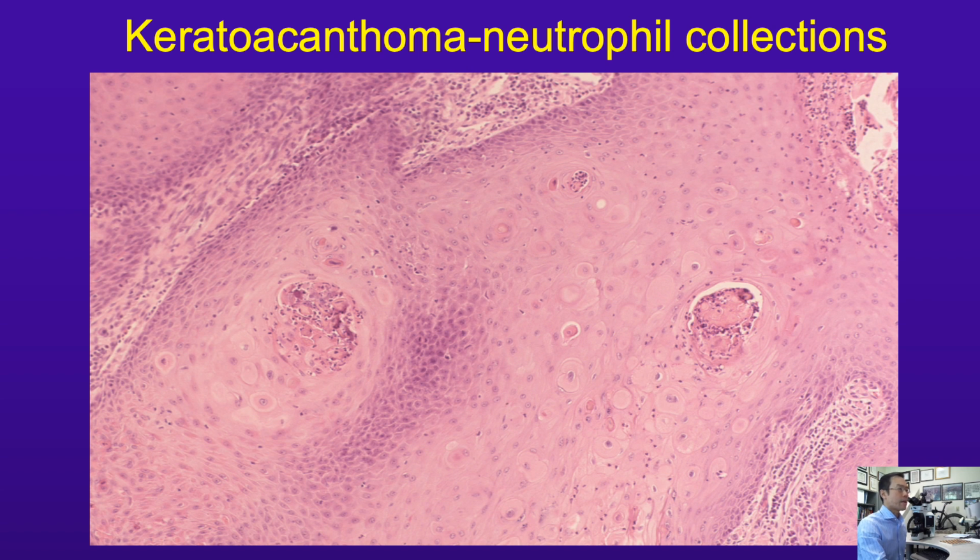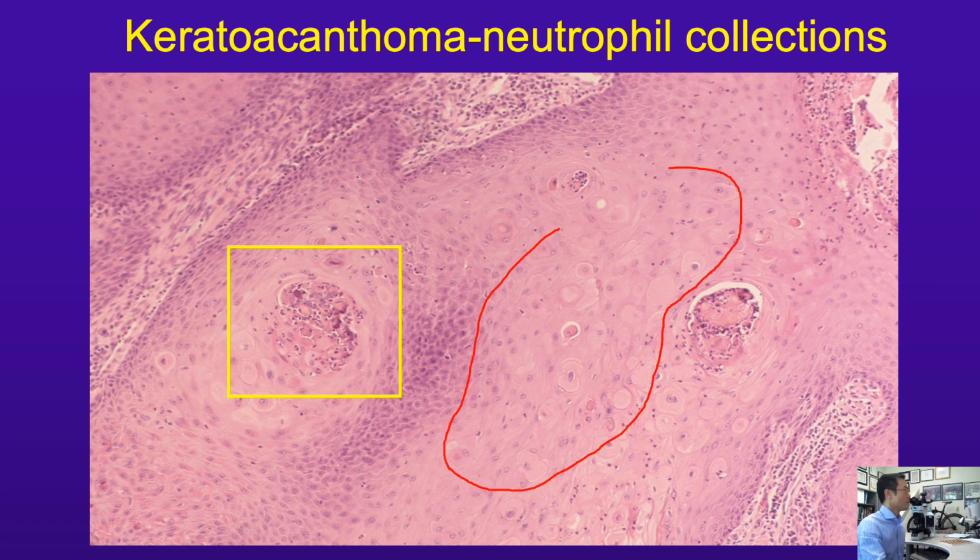Here at medium magnification, there is a view of the mid portion of the tumor. We can see a thickened epithelium composed of keratinocytes with abundant pale eosinophilic cytoplasm. If we look in the central portion of the tumor, we can appreciate that there really is no atypia to speak of here. Nuclei are small, uniform, and round. Cytoplasm is abundant, so the nuclear to cytoplasmic ratio is very low. We do have some collections of neutrophils here, which are characteristic of keratoacanthoma.